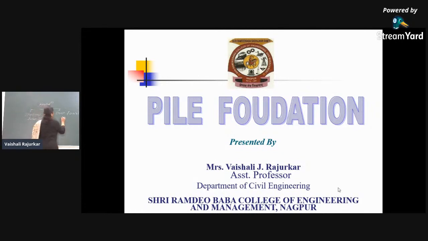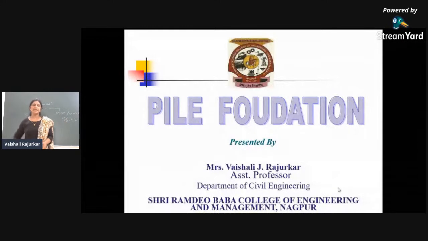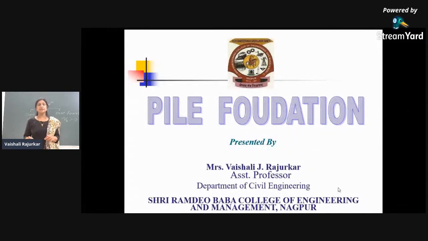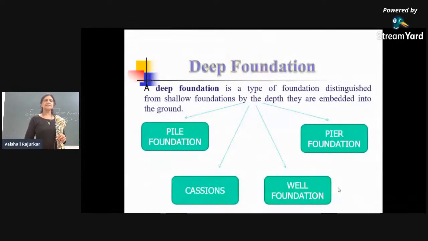When Df by D is greater than 15, then it will be called as a deep foundation. So again, the deep foundations are the foundations which are again divided into three categories. One is pile foundation, another is caissons, and third one is the pier foundation.